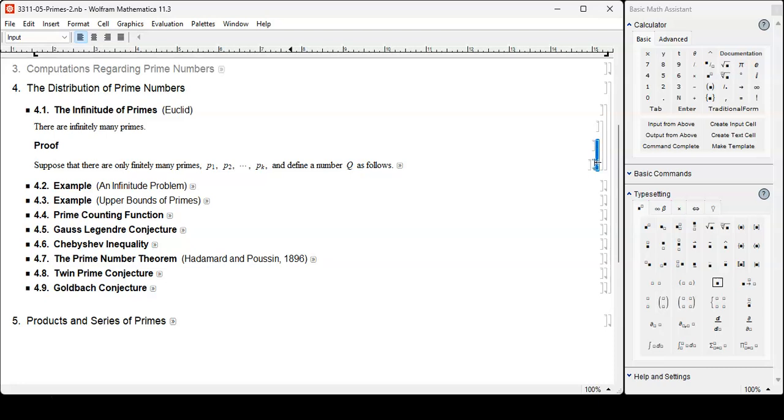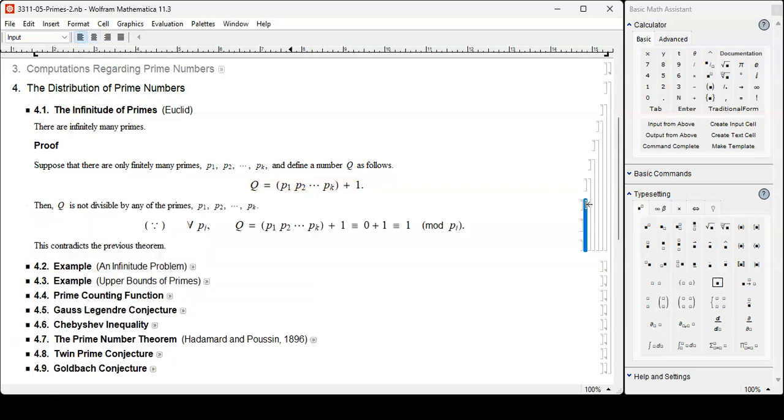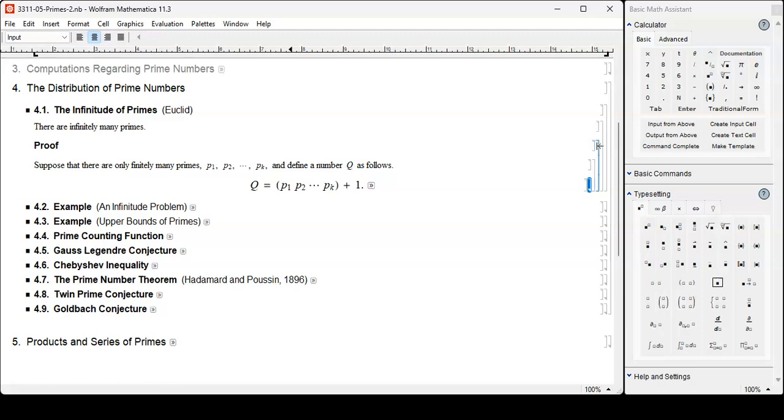As for the proof, here's the key idea. We use proof by contradiction and assume there are only finitely many. And then the key point: define capital Q as the product plus 1. That allows us to do this modular arithmetic. The product is congruent to 0 modulo any pi, so we have 0 plus 1, we have remainder 1. So no pi divides Q. That was a key idea, and therefore capital Q has no prime factorization, and there goes a contradiction.